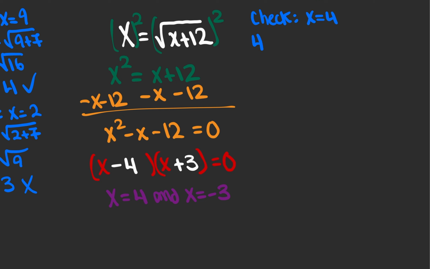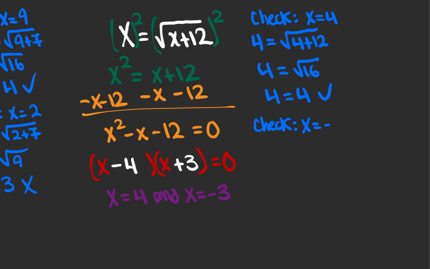So we have 4 is equal to the square root of 4 plus 12. This will leave us with what? 4 equals the square root of 16, which is 4 as well. So this one checks out. This will be one of the solutions. But again, you never know if the other solution might potentially be a solution at the end. Let's check it out.